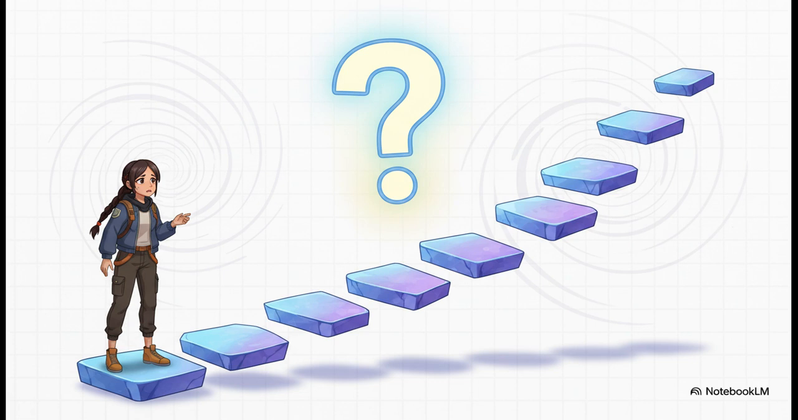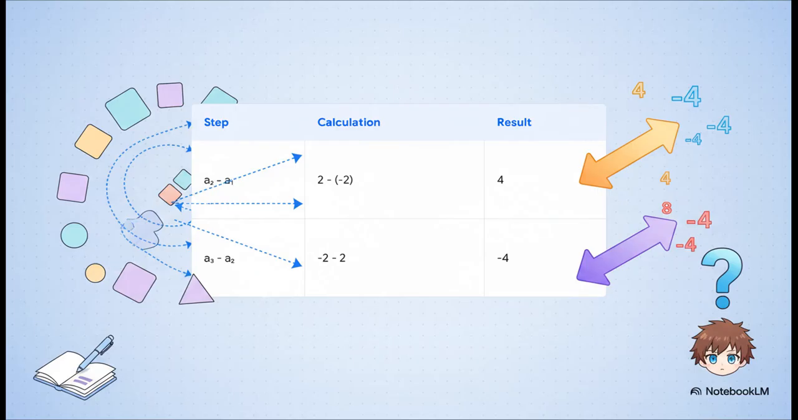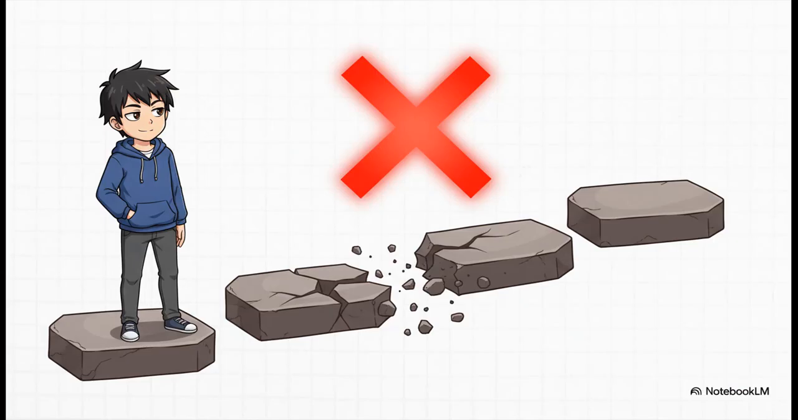Okay, time for another test. This one looks like a pattern: -2, +2, -2, +2. But is it an arithmetic progression? Let's run our test. Second term minus the first: 2 minus -2. Remember, that's the same as 2 plus 2, so we get 4. Now for the next pair, -2 minus 2. That gives us -4, and we can stop right there. The verdict is clear. No, this is not an AP. Since +4 is not equal to -4, the difference isn't constant. This list fails the golden rule.